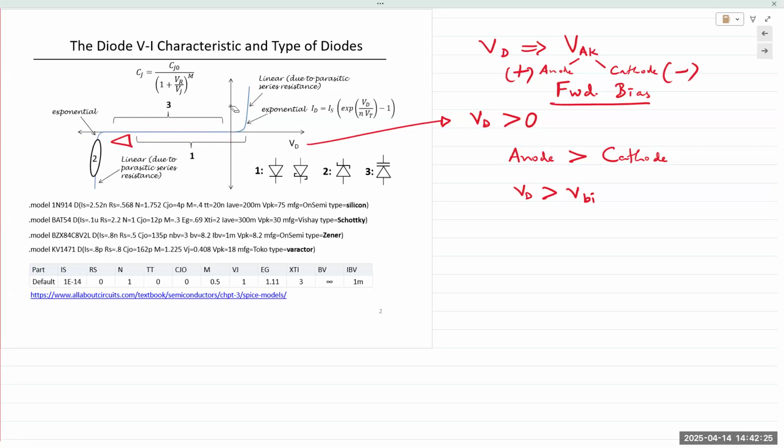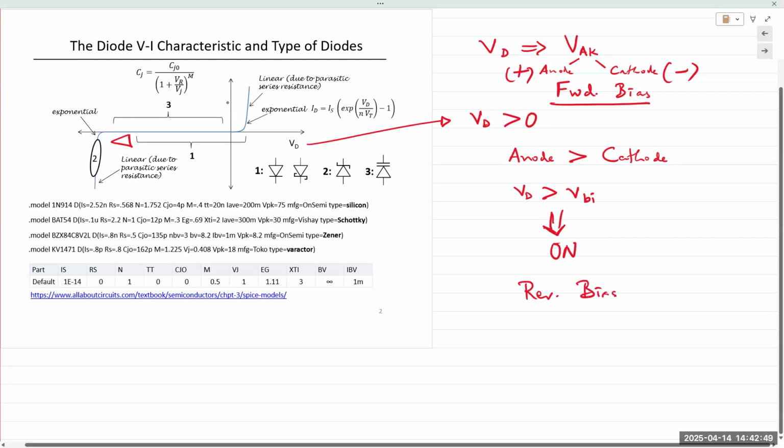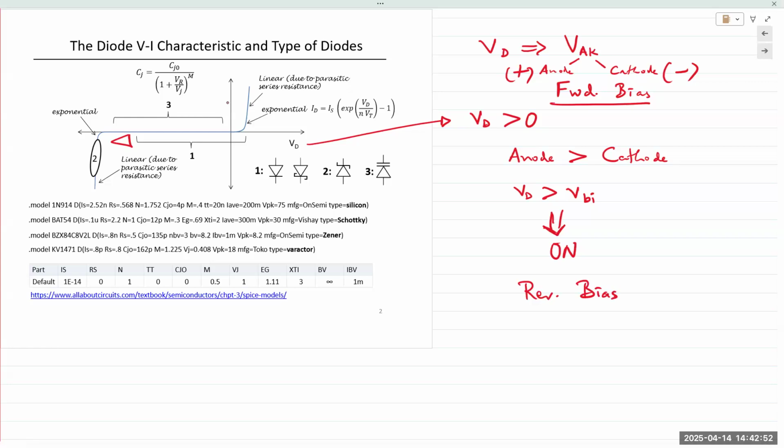Okay. So if you're not applying any voltage, or if the voltage at the anode and the cathode is exactly the same level, then the diode is off. In the forward bias, when the diode is conducting current, we say the diode is on. In reverse bias, voltage at the cathode is higher than the voltage at the anode. So VD is less than or equal to 0.